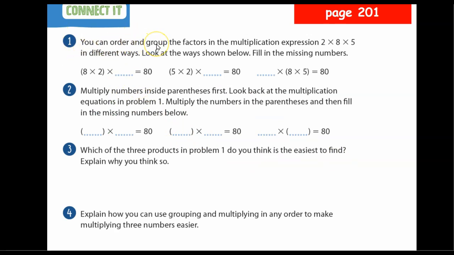Says you can order and group the factors in the multiplication expression 2 times 8 times 5 in different ways. Okay, so what they did was if they put 8 times 2 together, what's left? 5. Okay, if they went 5 times 2, what were they multiplying after that? 8. Okay, and then they grouped 8 times 5 together, and then you multiply it after that with the 2.